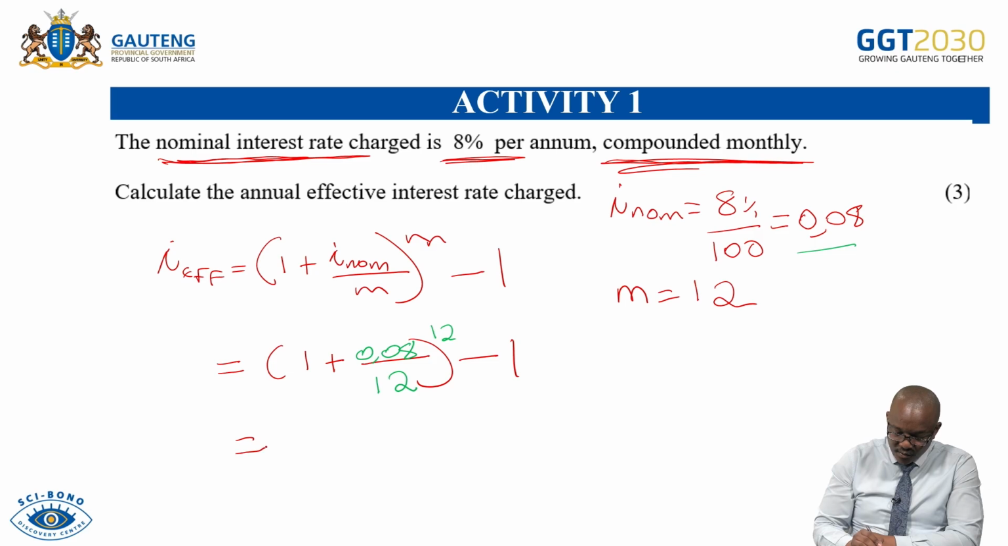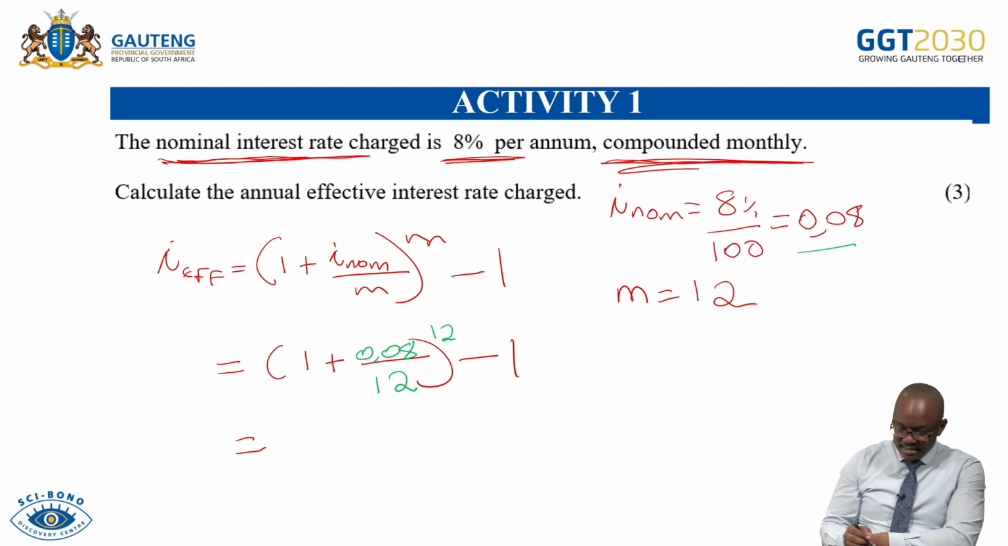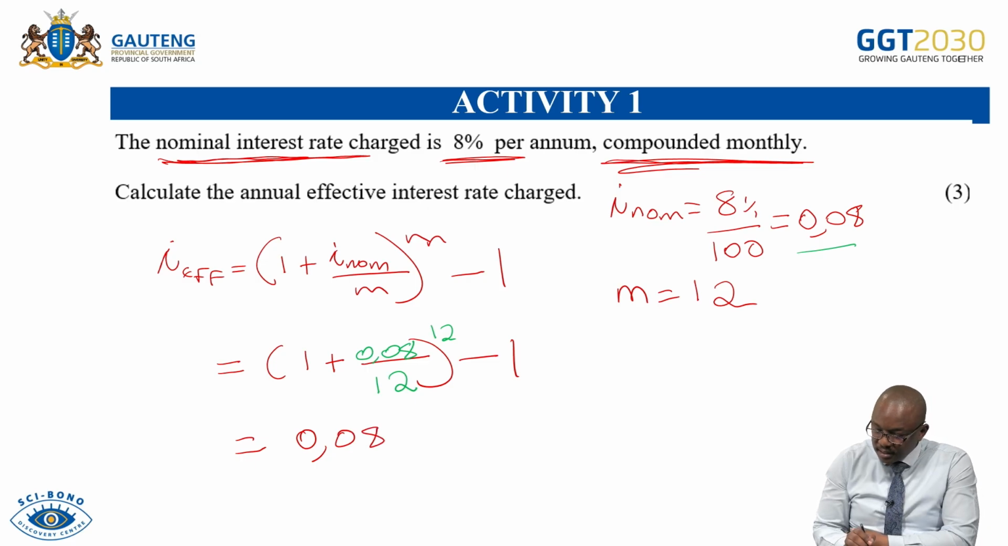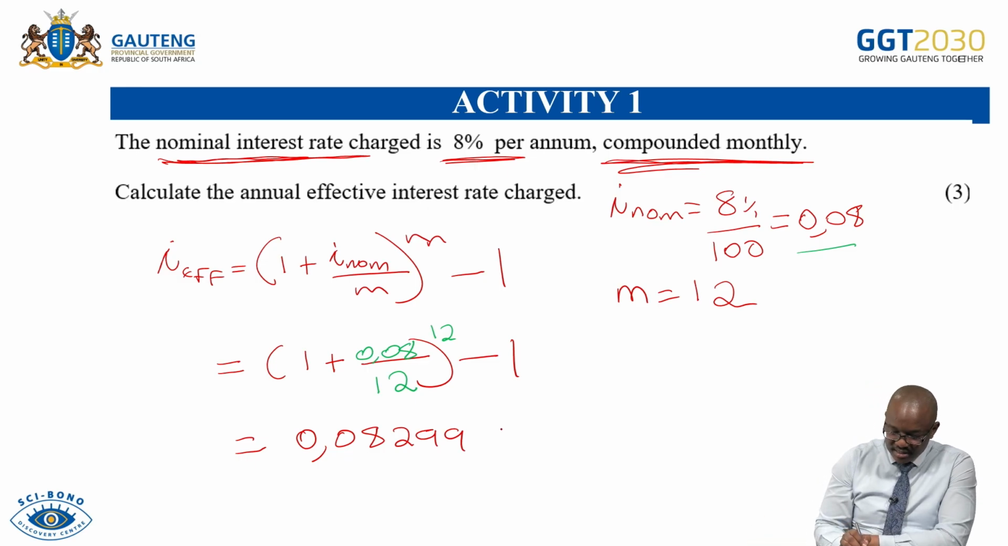Then from there, what are you going to do? You are just going to punch this straight into your calculator. You can also use your calculator to check the answers for yourself as well. If we use our calculator there, you will realize that the interest will be 0.08299, correct? Now, you are not done with calculating. Remember, it must be in terms of percentages, so we multiply by 100, correct?